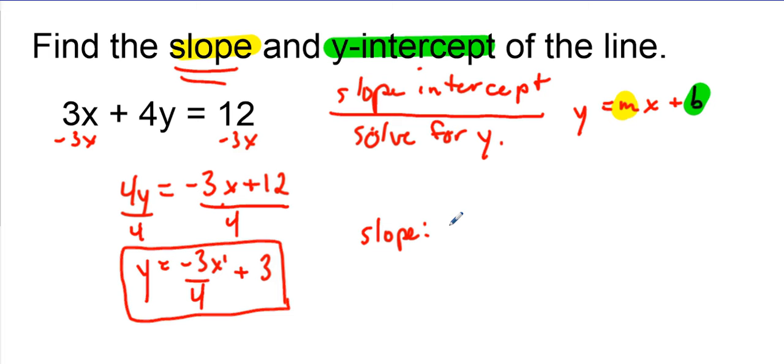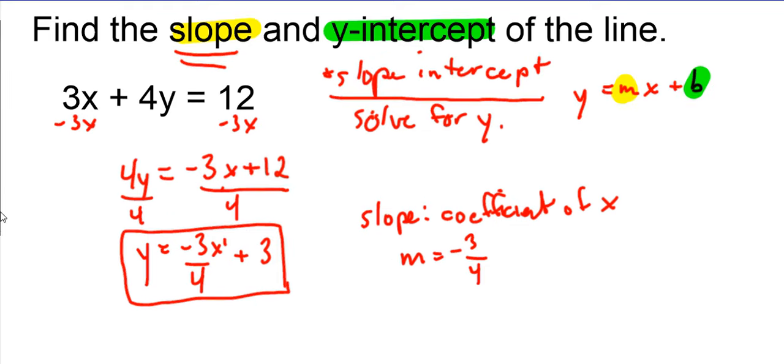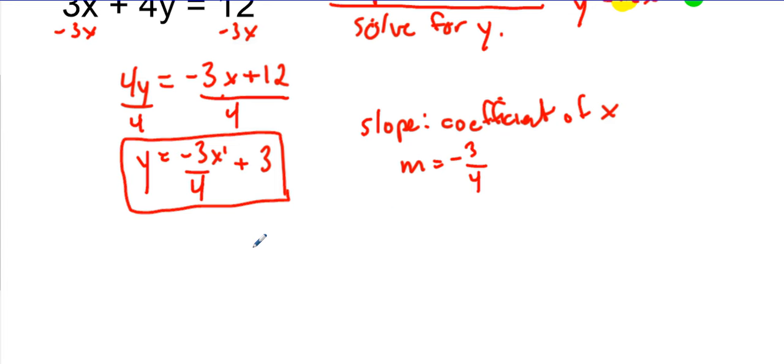So our slope is the coefficient of x when it is in slope intercept form. Make sure you have it in slope intercept form. Write that down if you're taking notes. Okay, so what is our slope? Our slope in this case is going to be negative 3/4. So that's our rise over run. At any point on this graph, it is rising 3 and going to the left 4.